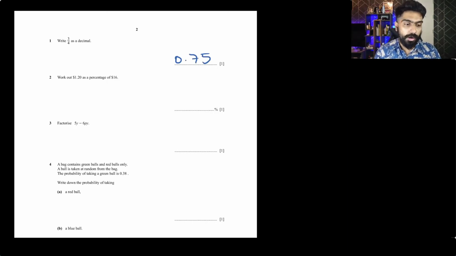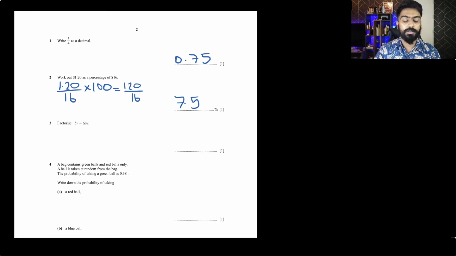The next one, work out $1.20 as a percentage of $16. So we have $1.20 over 16, and whenever we talk about percentage we multiply with 100, right guys? So $1.20 or 1.2 multiplied with 100 will give us 120 over 16, and 120 over 16, if you use the help of a calculator, we get 7.5, which is 7.5.